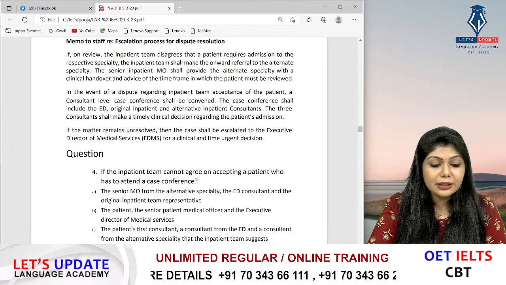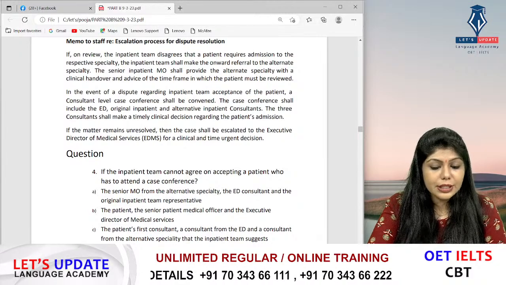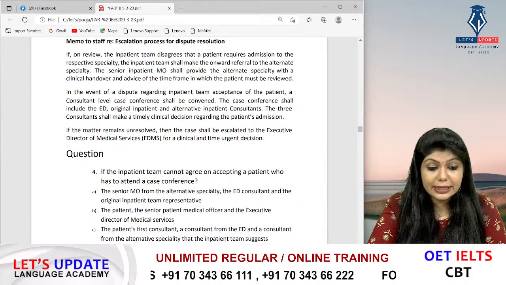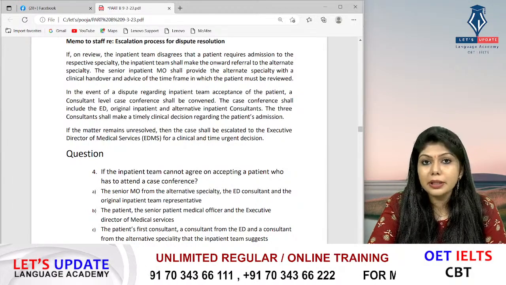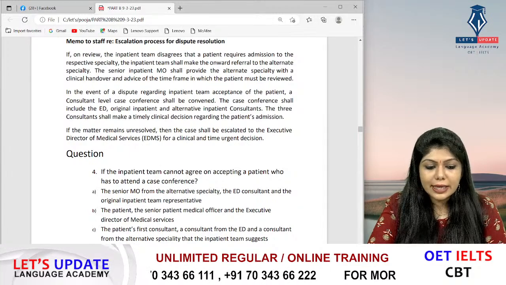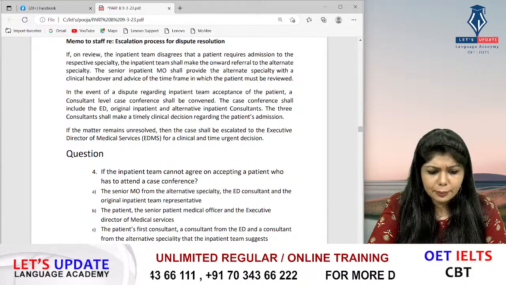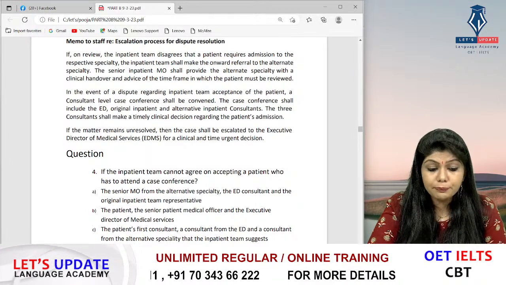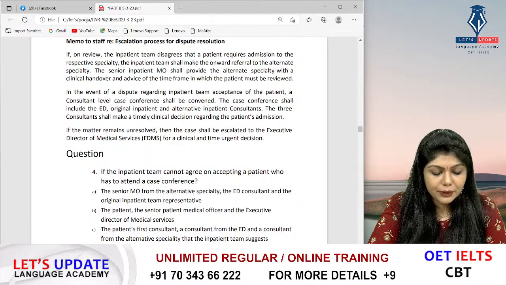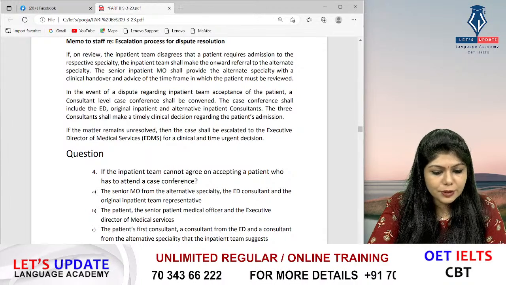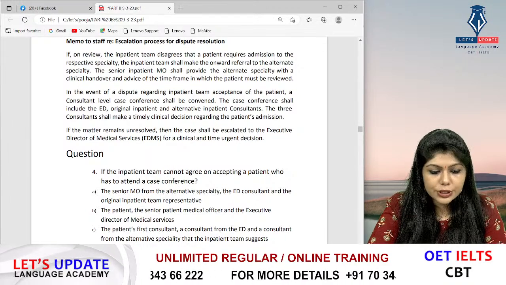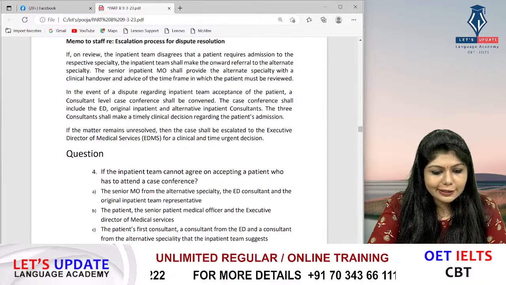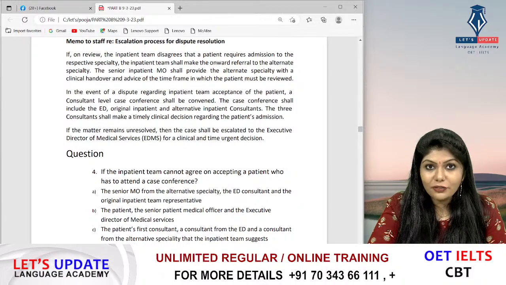The three consultants shall make a timely clinical decision regarding the patient's admission. If the matter remains unresolved, then the case shall be escalated to the Executive Director of Medical Services, EDMS, for a clinical and time urgent decision. So that was what the extract was about. And the question is, if the inpatient team cannot agree on accepting a patient, who has to attend a case conference? The options are A, the senior MO from the alternative specialty, the ED consultant, and the original inpatient team representative.